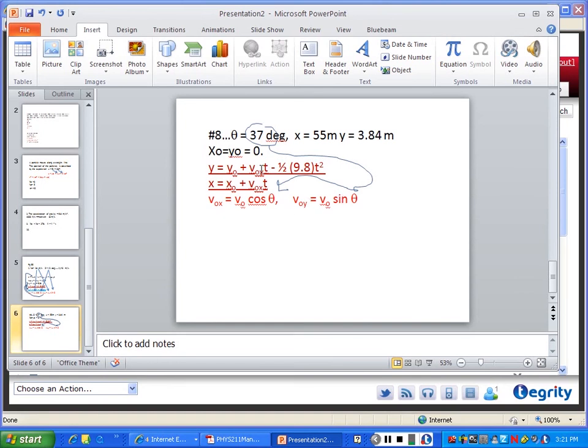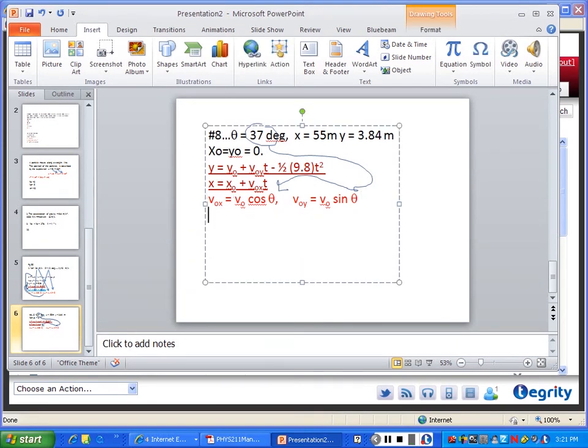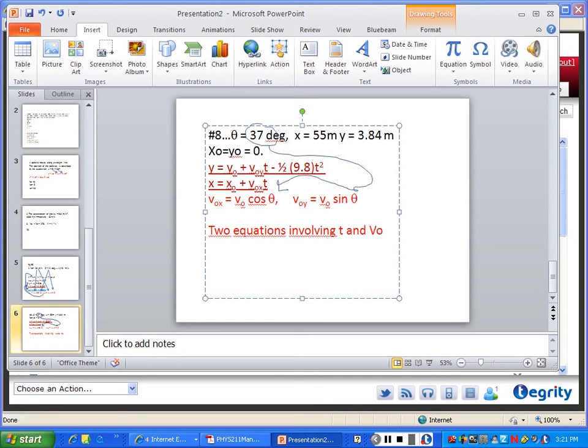Then plug those into the previous two equations with the values of x and y given, and you're going to end up with two equations that have two unknowns, right? You can end up with two equations involving t and V0. So solve by substitution. Okay.